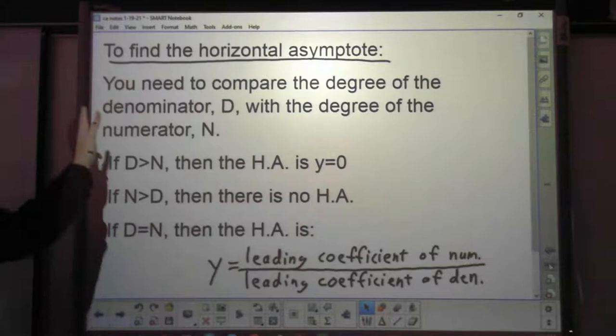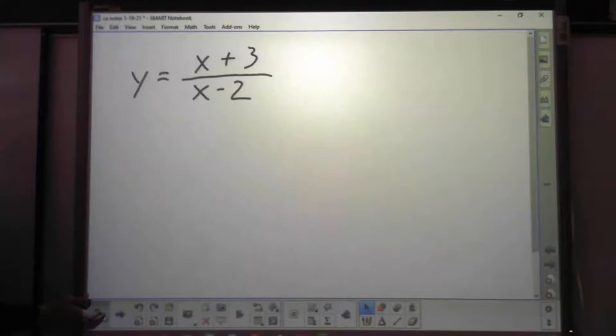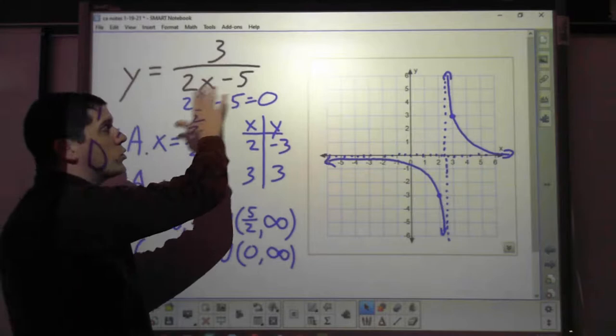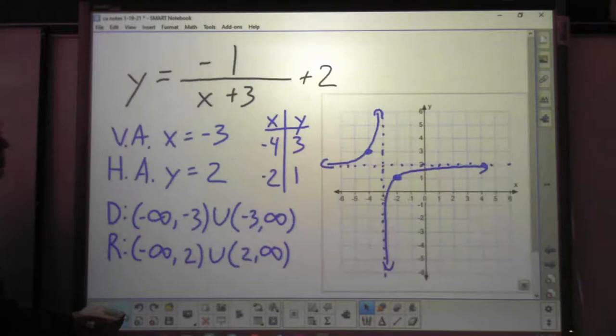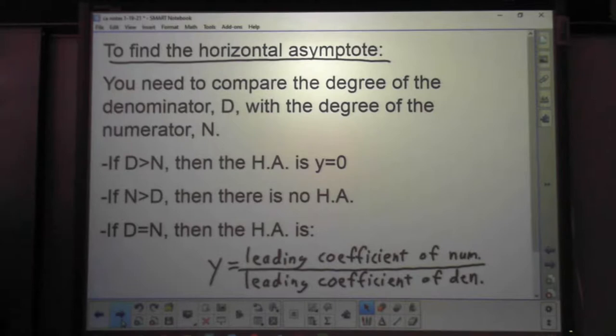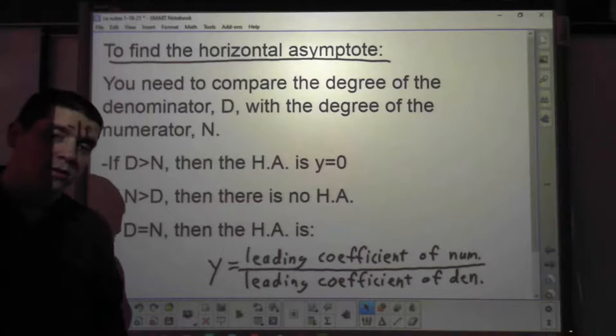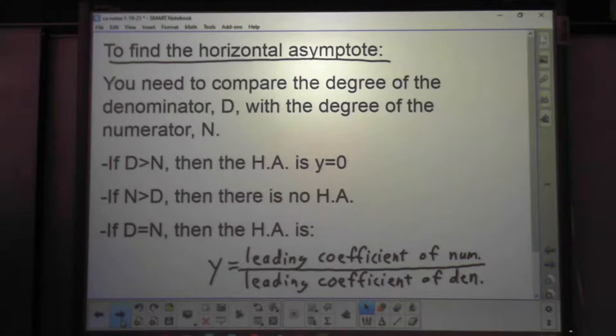So right away, if I go back, I'm just going back a couple problems here. Right here, degree of the numerator, I don't have an x. My degree is 0. Degree of the denominator, that was 1. So that's how I knew right away it was y equals 0. But here we can see, okay, that's not the case. If the degree of the numerator is greater than the degree of the denominator, there is no horizontal asymptote. Some other crazy stuff is happening here. We will get into that again later days here.